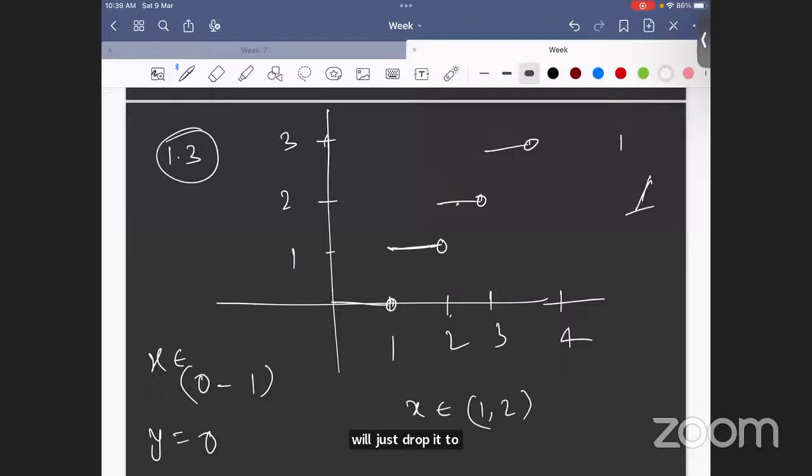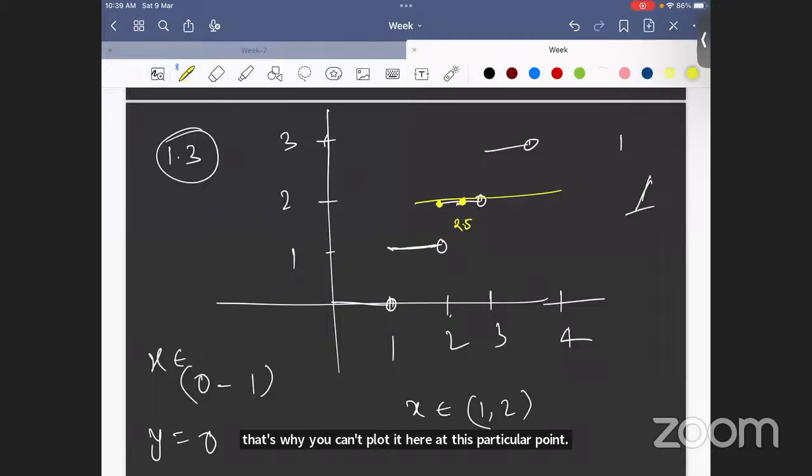Can you plot a tangent at this particular point? No, sir, you can't plot it, right? Because if you are coming from the left hand side, the direction will be different, but if you are coming from the right hand side, the direction will be different. So that's why you can't plot. Can you plot it at this particular point, 2.5? Here you can plot, right? The tangent will be almost parallel, because from the left side or the right side, you get the same tangent line. Correct? Yes. Is it clear?